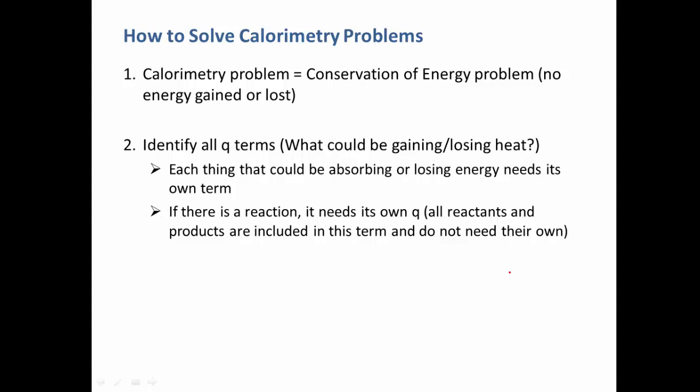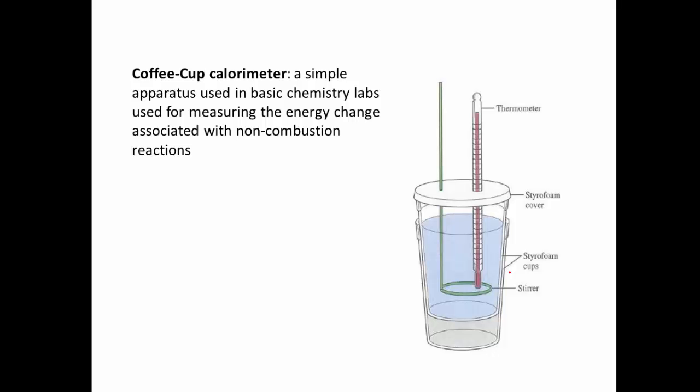All right. So in our coffee cup problem, if we go back to our coffee cup, notice we have a thermometer. We have the whole coffee cup with the cover itself. That would be referred to as a calorimeter, so that would have a Q term. The solution inside would have a Q term, and the stir would have a Q term. So there would be a variety of Q terms in this problem.